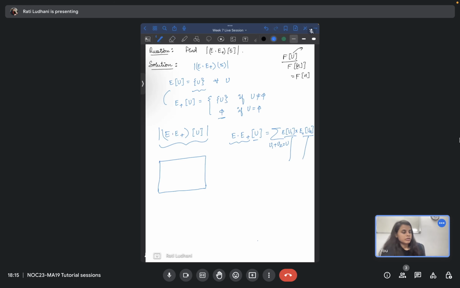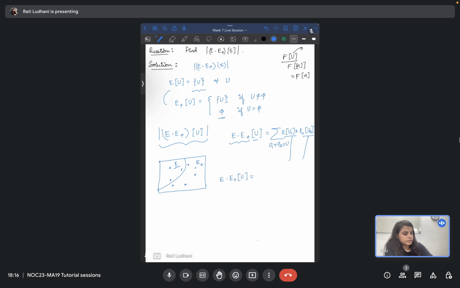Let's see what is happening here. This is your U, then you take a partition and apply E on one part and E plus on the other. These three points are in U1 and the other points are in U2. So you need to find out the E structures on U1 and E plus structures on U2. Let's see what will happen when we do that.